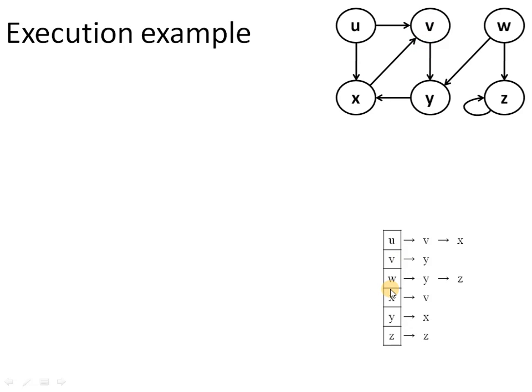W, it is connected to two vertices Y and Z. X, it is connected to single vertex V. Y, it is connected to single vertex X. And Z, it is only connected to itself. So once we have generated these adjacency lists, we don't need this graph.